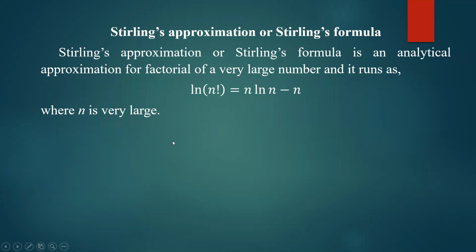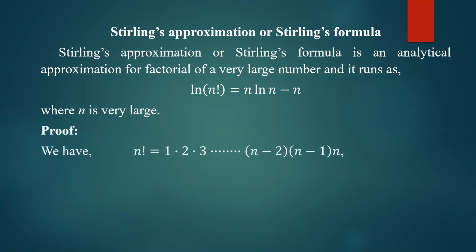The proof is very simple. We'll try to prove this: ln n factorial is equal to n ln n minus n. ln means it is a logarithm to the base e, that is represented as ln. Let us take the proof. So let us start with the n factorial, the left hand side. So first we'll consider the n factorial.